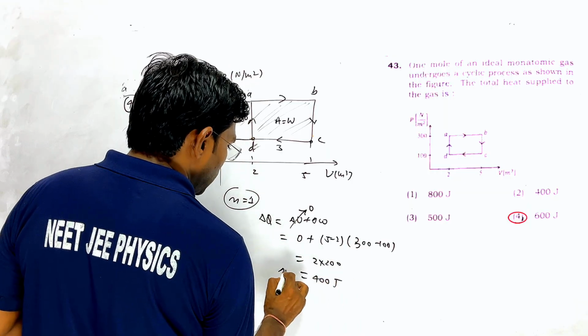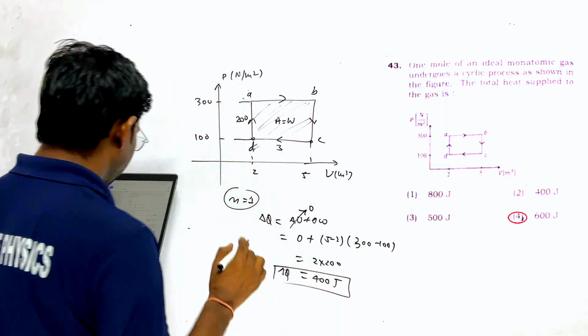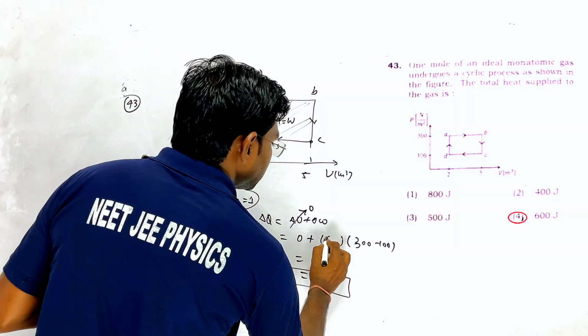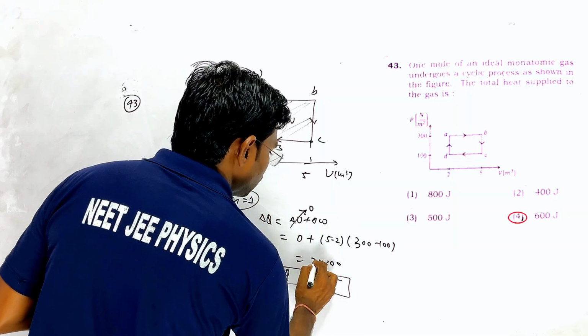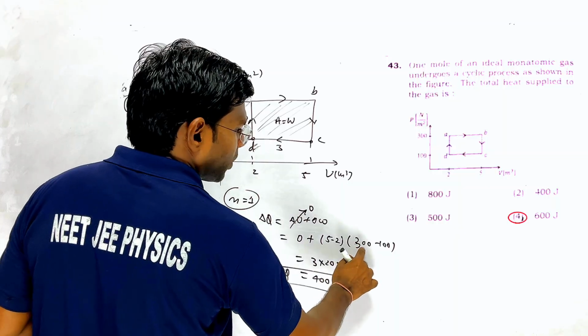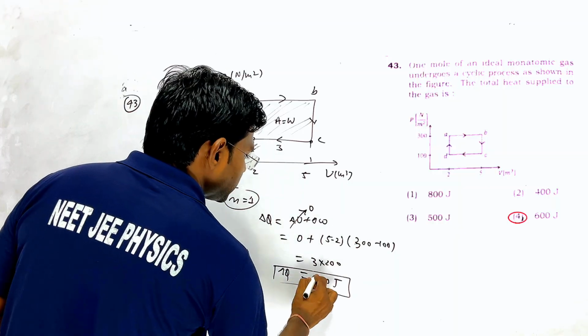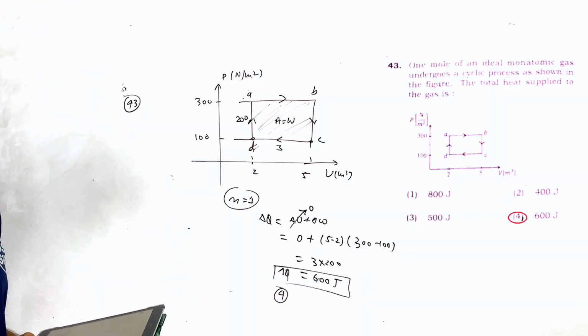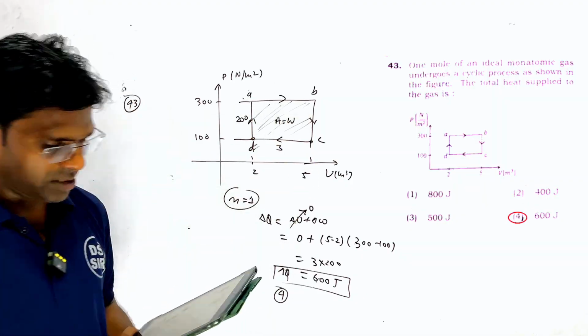So this is positive, therefore the heat supplied to the system is, wait for 1 minute, this is 5 into 2, this is 3, right? And this is what? 300 minus 200, so the 600 joule is the correct answer. So the fourth option is the correct option. If you have done correctly, comment your answer.